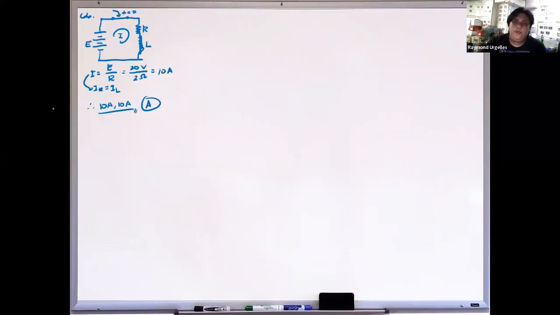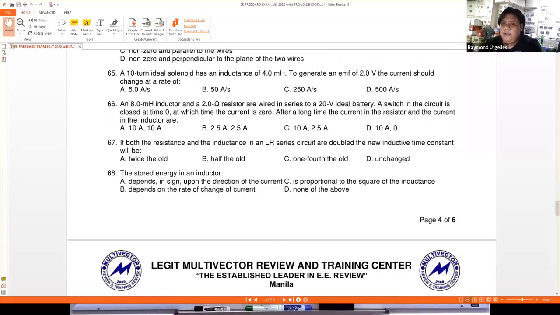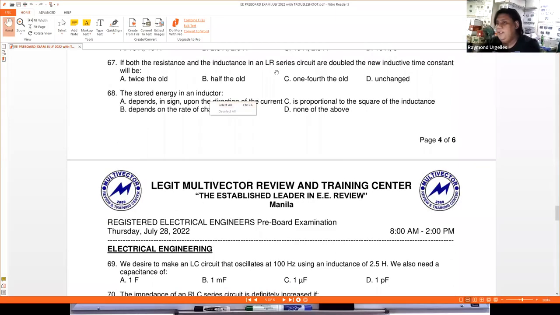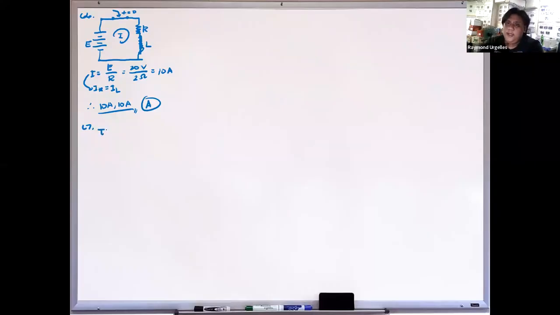Okay? So next, number 67. So again, 67: if both the resistance and the inductance in an LR series circuit are doubled, the new inductive time constant will be. So this is just a series RL. Right? So again, for series RL, the time constant is L over R.